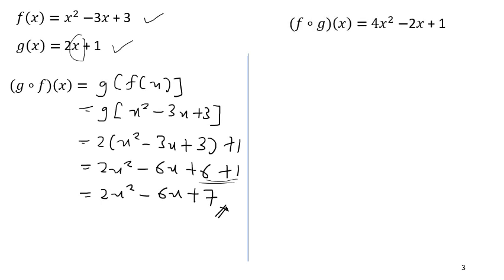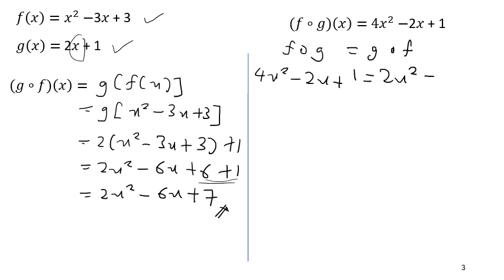Next, the last part of the question. Using composite functions fg and gf that we just got, we need to equate them and find the value of x that satisfies. So first we equate fg with gf. So fg is 4x squared minus 2x plus 1, and gf is 2x squared minus 6x plus 7, right?